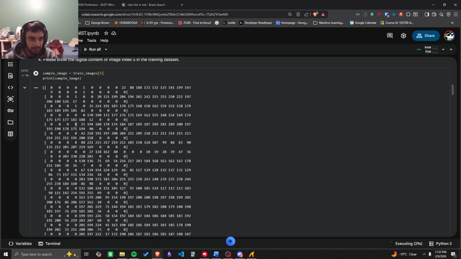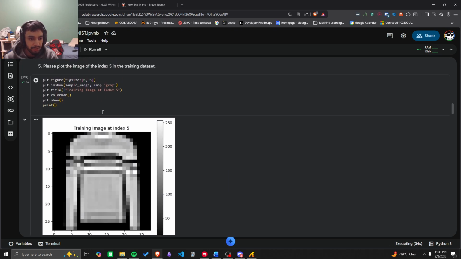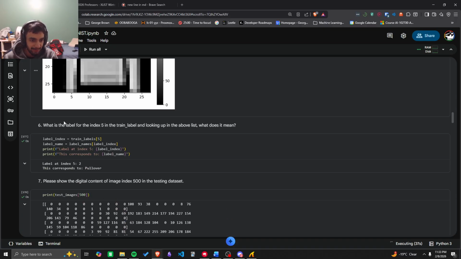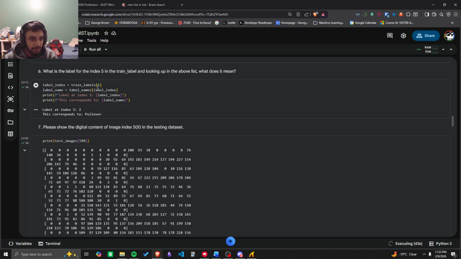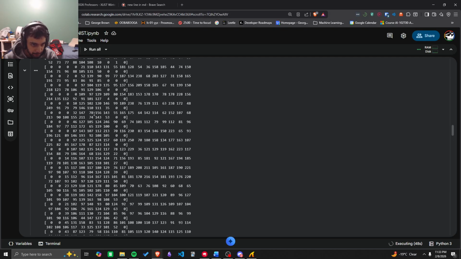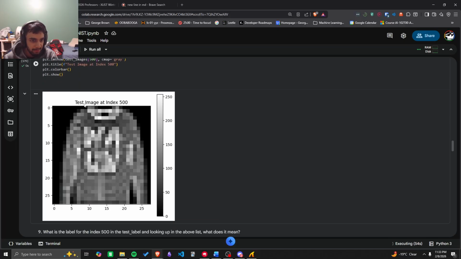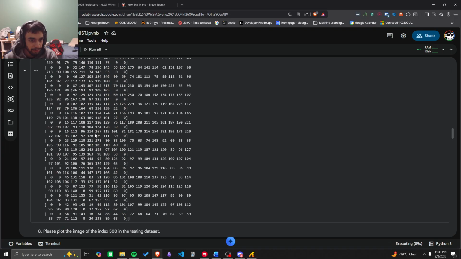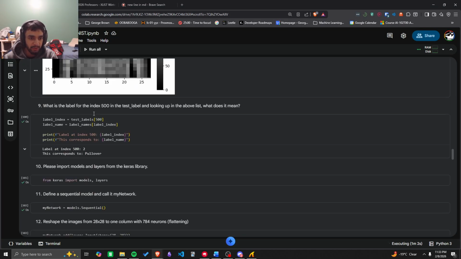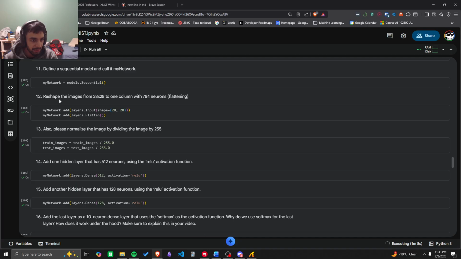Here you have the digital content at index 5, and here you have the image plotted out actually, so you could see it, instead of that was for the neural network. This is at index 5. You get the label number 2, which corresponds to a pullover. Here we have test image 500 at index 500, and that label is also 2, so they're both pullovers, but you can see the difference between the pullovers. There's a big difference.